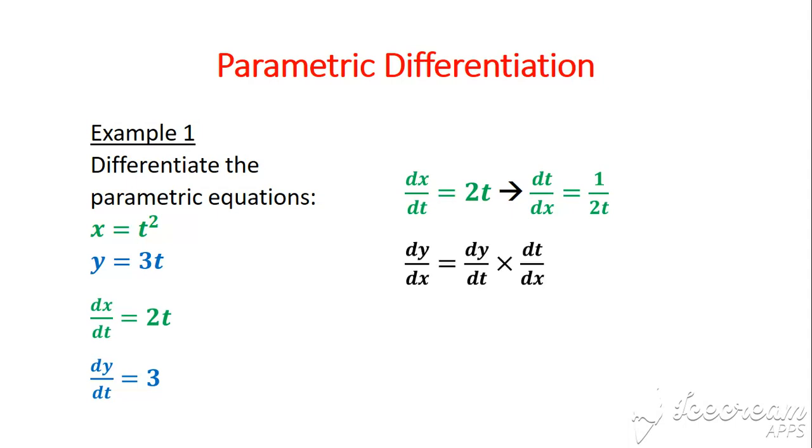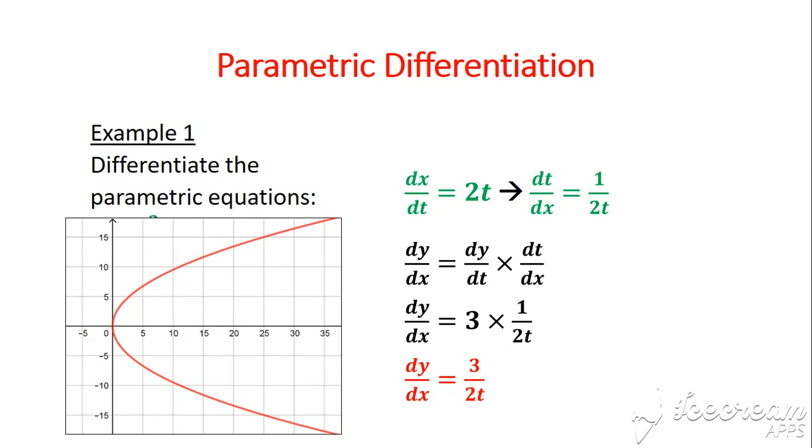And now let's use the formula dy/dx is equal to dy/dt times dt/dx. And let's substitute in dy/dt, which is 3, times dt/dx, which is the upside down version of dx/dt, and we can get our gradient of 3 divided by 2t. Now this set of parametric equations produces this graph, and we could use the formula for the gradient dy/dx to find out the gradient at any point on the curve.